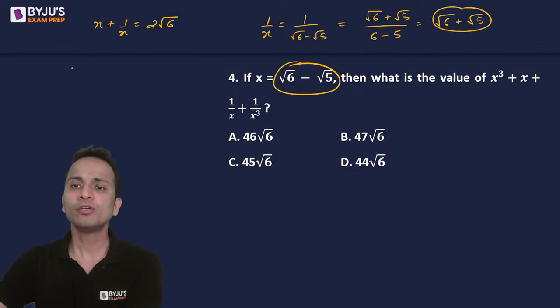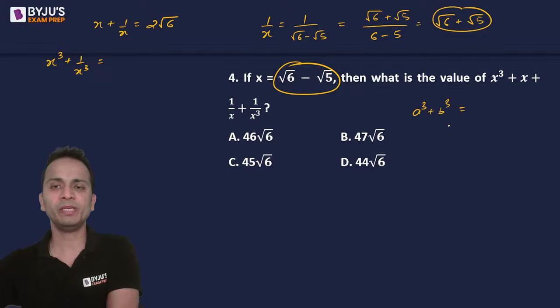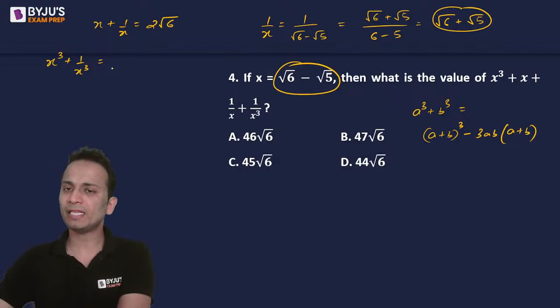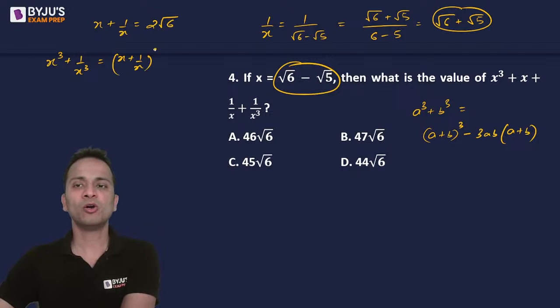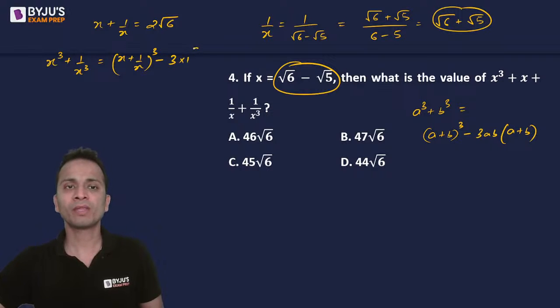Done. Now using this, I'll try to find out the value of x cube plus 1 upon x cube. Okay. Now on the right hand side, I'll write the formula for a cube plus b cube. So a cube plus b cube will be equal to a plus b whole cube minus 3ab, bracket a plus b. Okay, so I'll apply the same formula here. So x cube plus 1 upon x cube can be written as x plus 1 upon x whole cube minus 3 times x into 1 upon x, that will be equal to 1, and bracket a plus b, that is x plus 1 upon x.